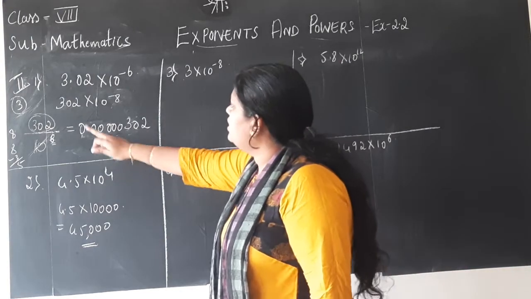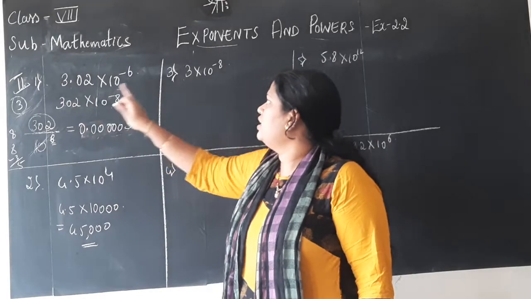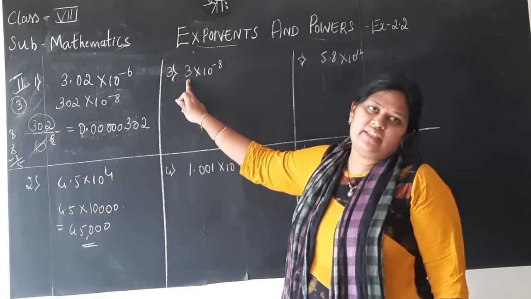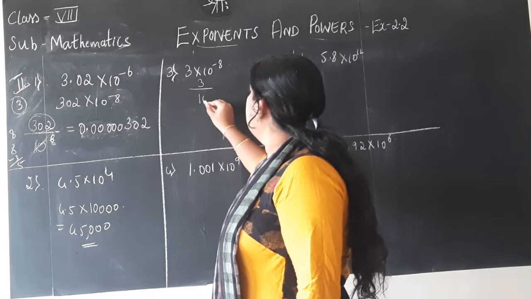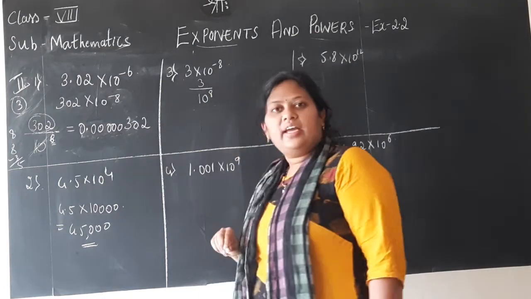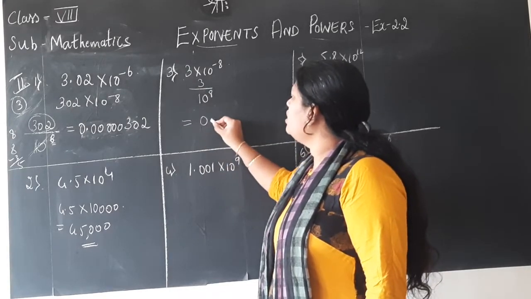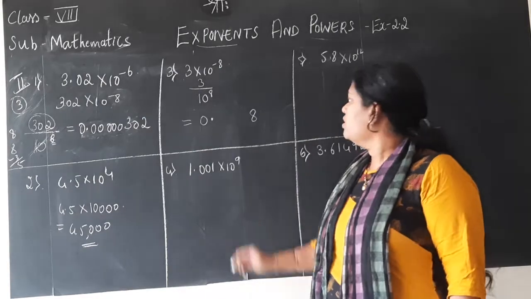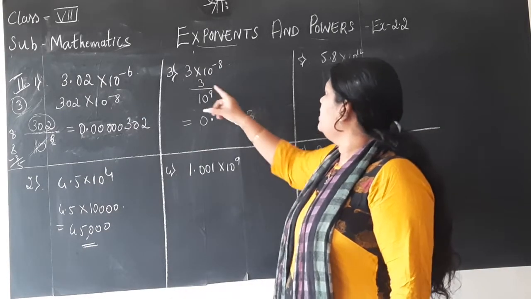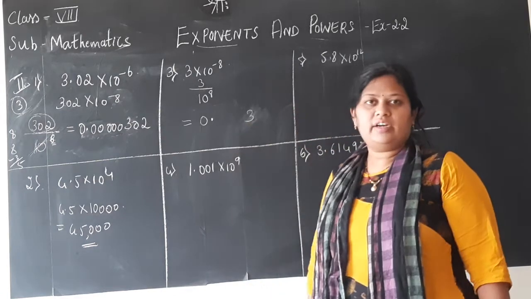Look now, 3 into 10 power minus 8. There is a negative exponent, so again it is a small number, isn't it? As we did here, there was a decimal point so we converted. Here no such headache. Why? Only one digit 3 is there. So it was like 3 divided by 10 to the power 8. Next, this is equal to 0 point, and you will write 3. The numerator, like we wrote 302 in the end, like that 3 you will write.